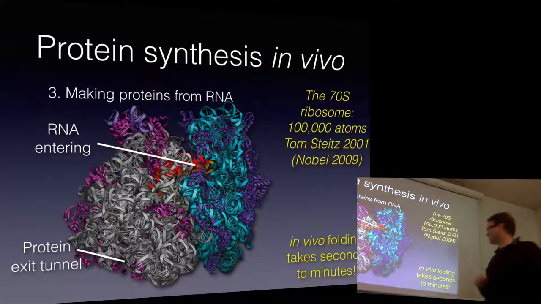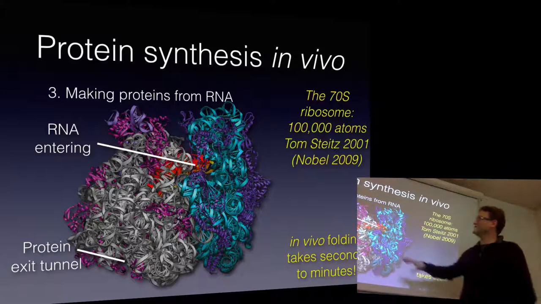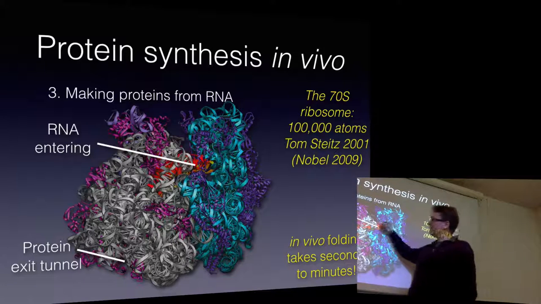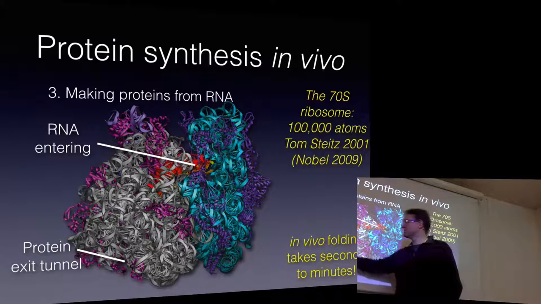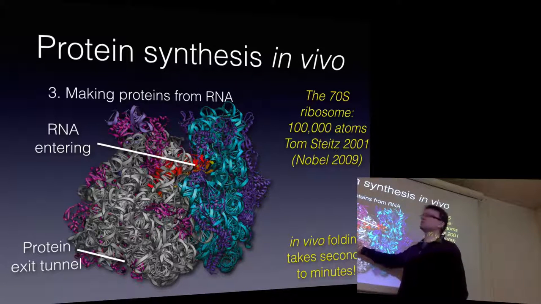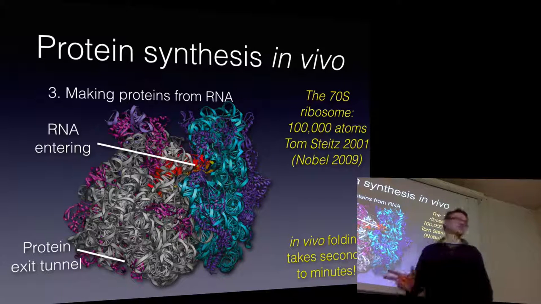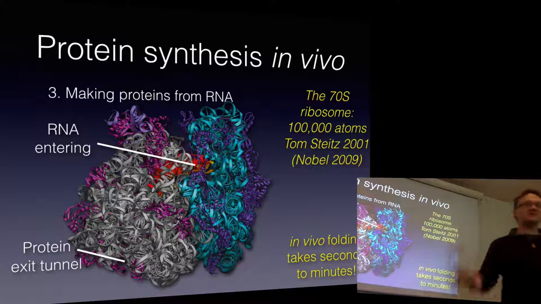The scarier, funny thing is that in vivo, this folding takes seconds to minutes, because you need to gradually produce the protein, and this chain is coming out residue by residue by residue in the exit tunnel. With modern cryo-EM experiments, we can actually see that the protein starts to fold inside the exit tunnel already. And exactly how this happens, we don't know yet. There's an amazing amount of really fun science here.